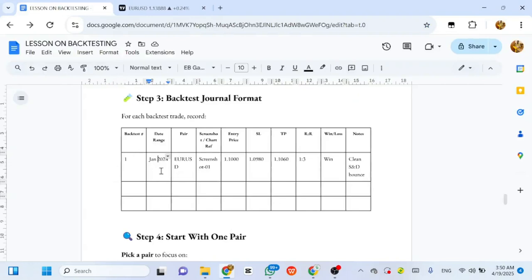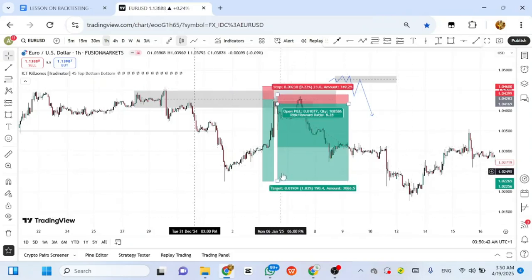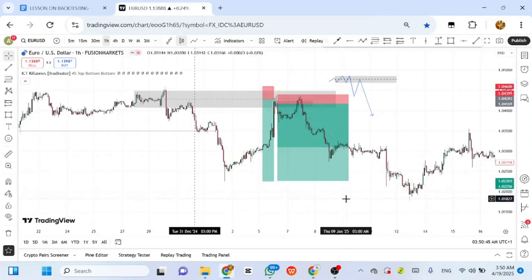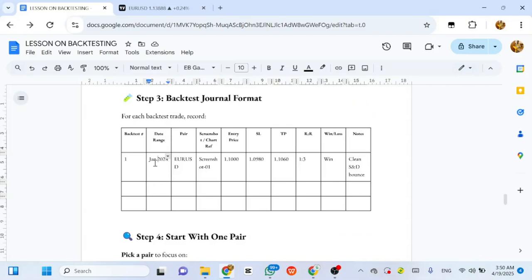So now if you put 6 January, how many days? This was from 6 January to 9 January. So you can just put 6 January to 9 January per Euro USD. So maybe if you just put Euro USD, you don't need to change this. You just need to put one. So you put the screenshot in, this now is my, I'm just doing an example. And as well the entry price.